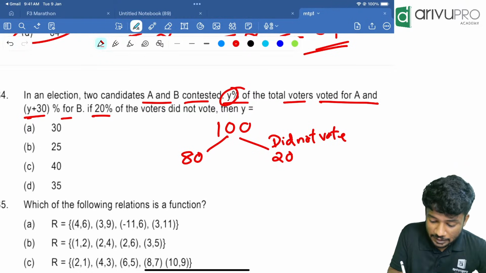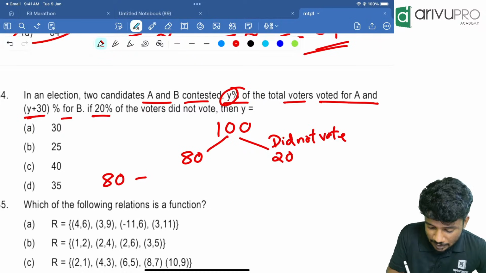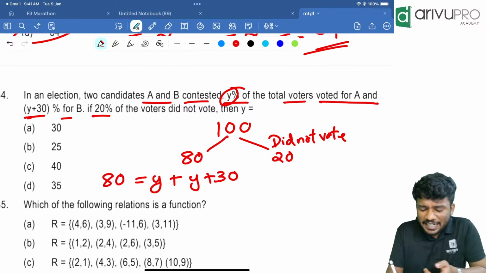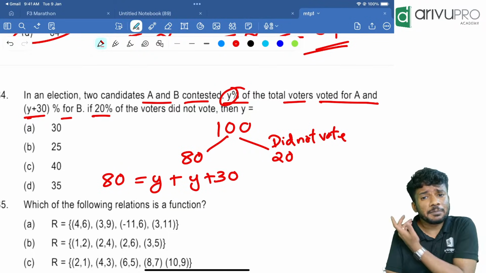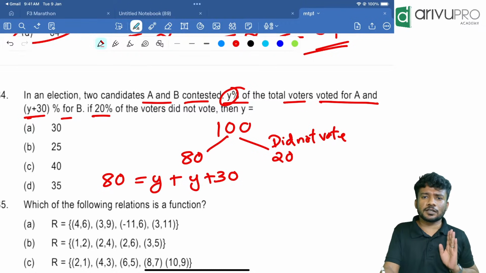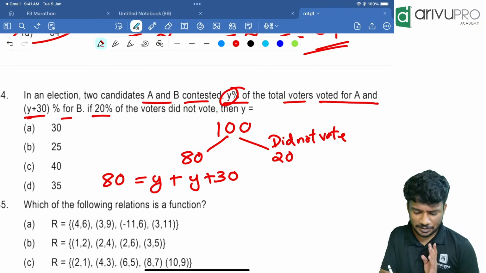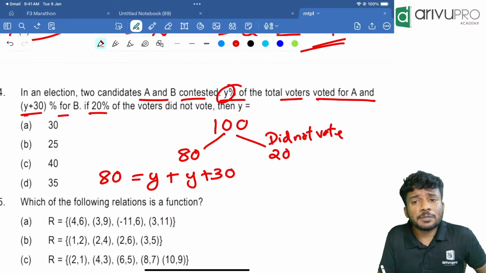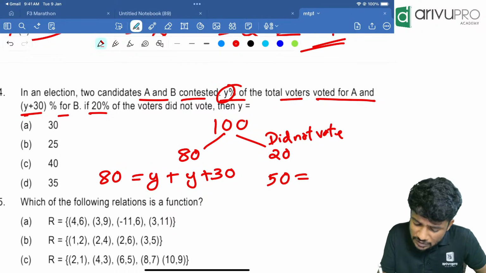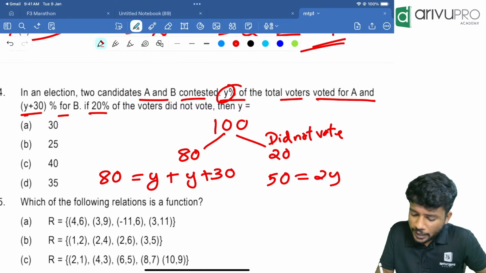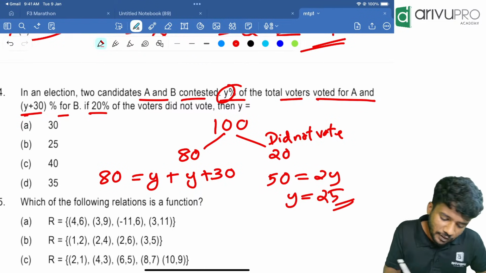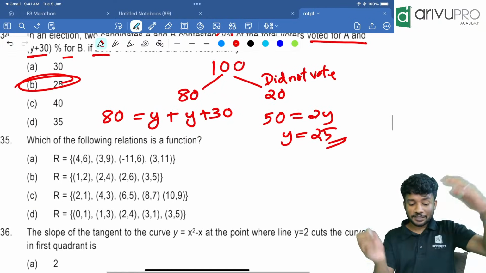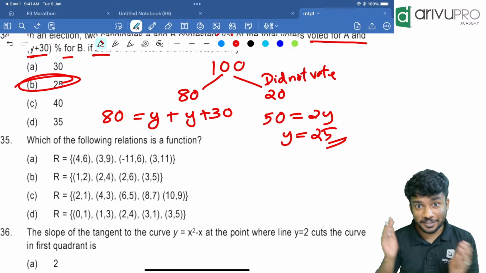Now we know that Y percentage voted for A and Y plus 30% voted for B. So can I write it as this 80 is nothing but Y plus 30. Why did I take Y and Y plus 30? Because I am not considering percentage. I assume that 100 votes are only there. That's why I did it like this. From there I can write it, this 30 goes to the other side. 80 minus 30 is how much? 50, which is equal to y plus y is how much? 2y. So y is equal to how much? 25. Option B is your answer. Very good question, right? Yes, make a note of it. There is a high chance that it can come for your examination in the future.